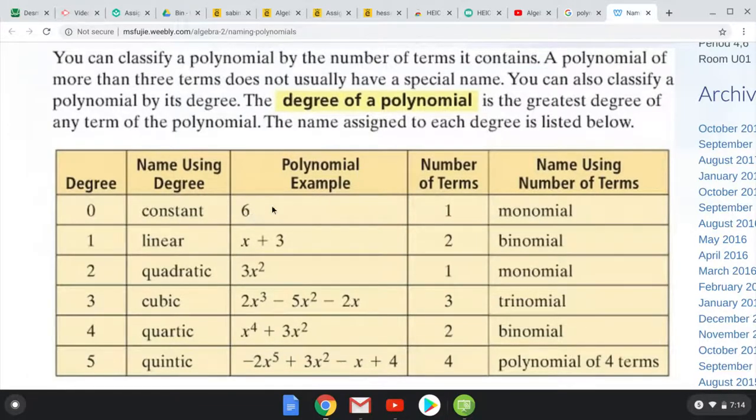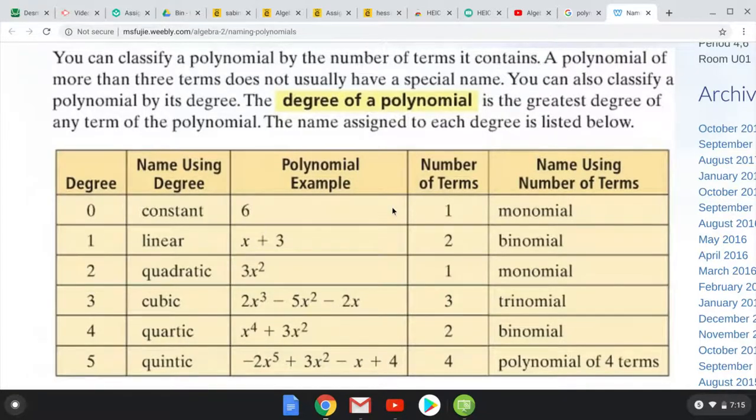So if it doesn't have an x at all, that's just a constant. If x to the highest power is just x to the first, that's linear. If you have x and the highest power is a 2, then that's quadratic. If the highest power that an x has is a 3, that's cubic. If the highest power is a 4, that's quartic. And if the highest power is 5, that's quintic. So these are the names we're going to use when we're naming polynomials.